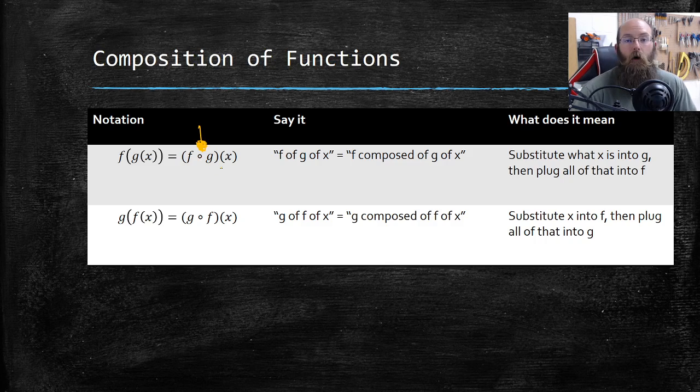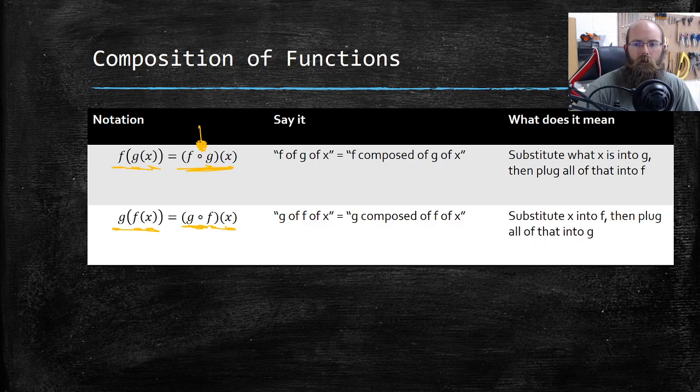So it's like composed of, or like what something is made up of. So if I read this from left to right, this is f composed of g of x, or f of g of x, depending on how you want to read that. So the line down below that, it's g of f of x, or g composed of f of x.